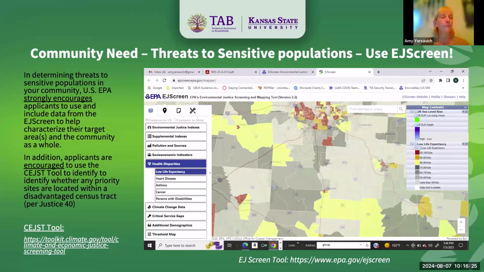So you can really drill down into the data and look at your target areas and where their problems are. In addition, applicants are encouraged to use CGEST, and I have the link to both CGEST and EJ Screen here. You want to be able to talk about whether any of your priority sites or even your target areas are listed within a disadvantaged census tract. Next slide.